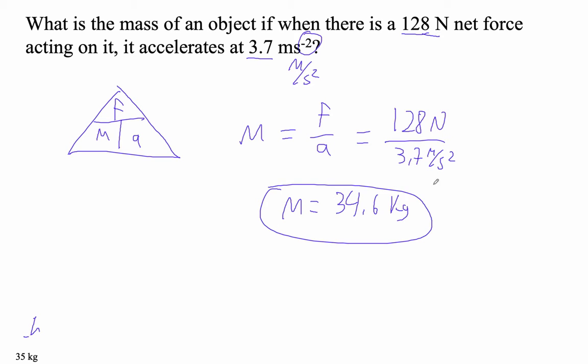Okay. And then the question is, how do you get kilograms out of that? Remember that a newton is a kilogram meter per second squared, and then we're dividing by meters per second squared, so those units go away and you end up with kilograms. All right.